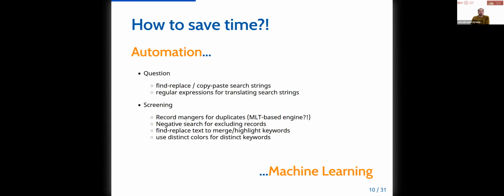Or you can also try to use negative search to exclude records, something like, I don't know, searching for rats to exclude all animals, or a great amount of animal studies that are not human studies. Or also you can highlight words, etc. But this automation can help you in some way, and even all of them can be assisted, or can give you more help, with machine learning techniques.